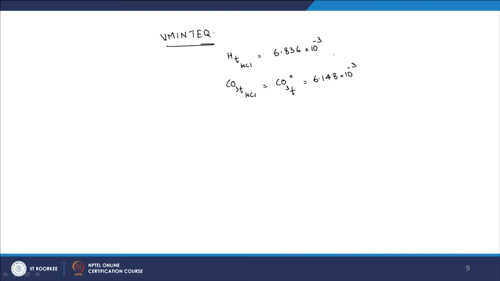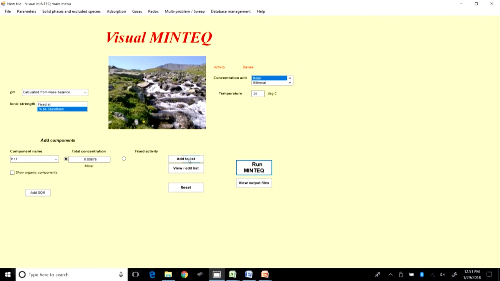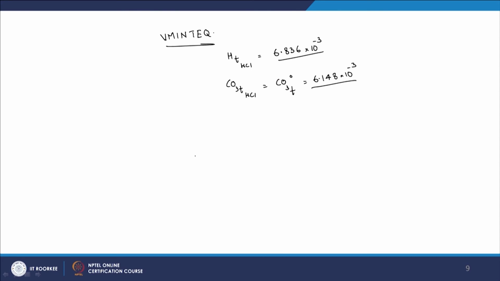So, by V min tech, let us see how we can cut down on the time and make it more efficient. Again, in V min tech we just need to plug in the values of the total components, which is what we are going to do. So, I am going to switch to V min tech here. First, I need to check that there are no gases, list of fixed species, so nothing here. Then I need to edit my list, and what is the concentration of H plus here? I need to look for that here please, 1 second.